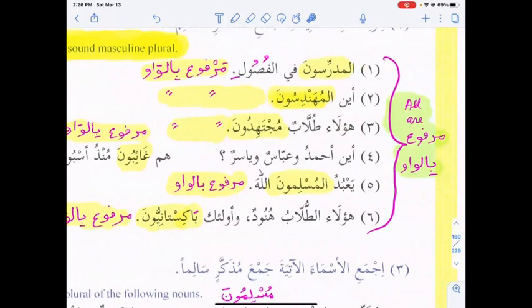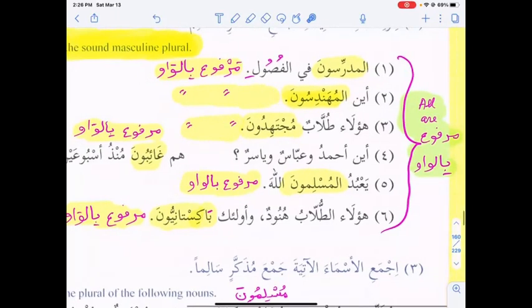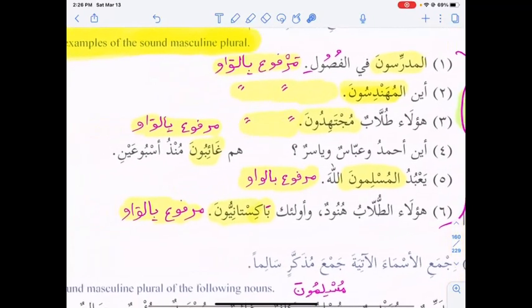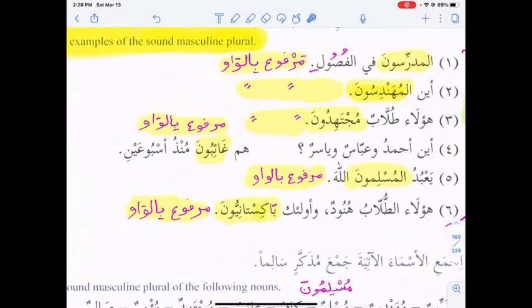All are marfu bil waw. These 6 sentences, everything is marfu bil waw. Now, see, that is the wisdom of Dr. Abdurrahim. He wants to simply explain us one thing at a time and not mixing up together. He will do 2-3 exercises like this, and then in the end, he will have everything together.